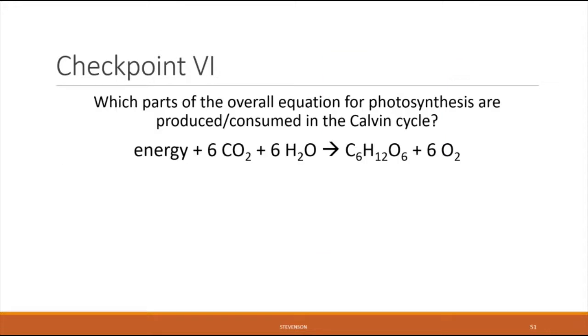In this checkpoint, just like we did in the light-dependent reactions, I want you to tell me which parts of the overall equation for photosynthesis did you see active in the Calvin cycle?